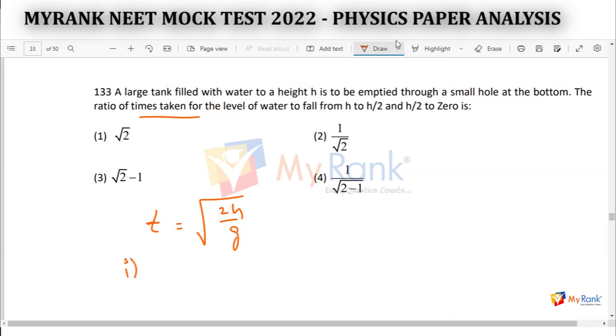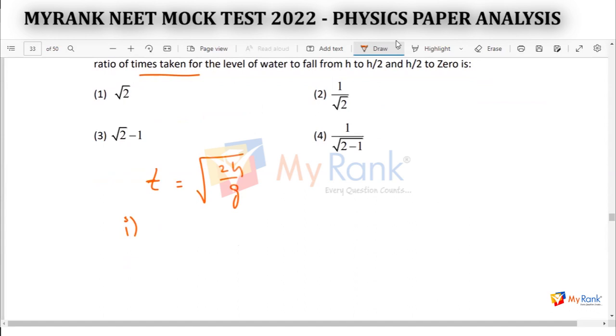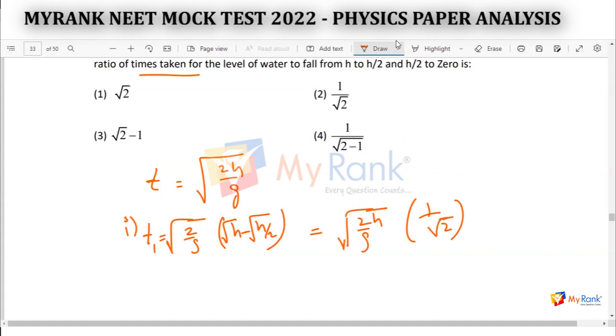In the first case, from H to H by 2 to fall, T1 is root over 2 by g, and here H and H by 2 you should take under root only. Without getting confused, I'll write it like this: root h1 minus root h2. So that means root over 2 by g into root 2h, h can be taken out, 1 by root 2 I can write.